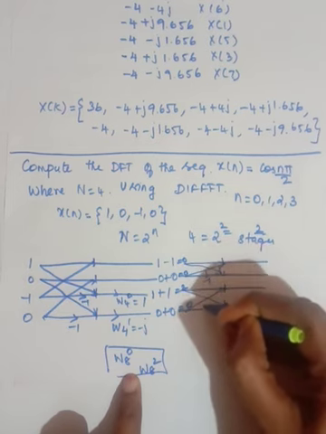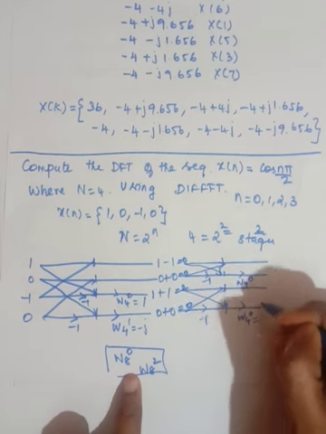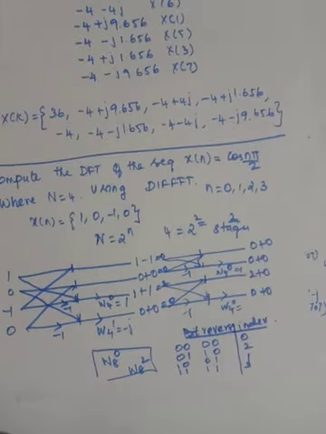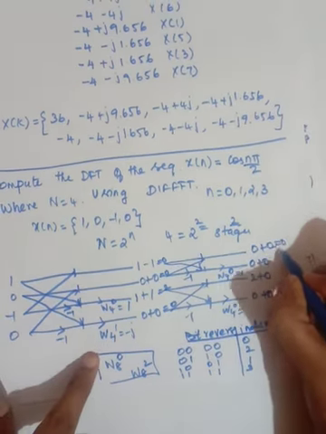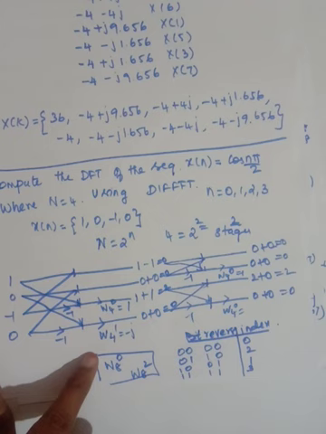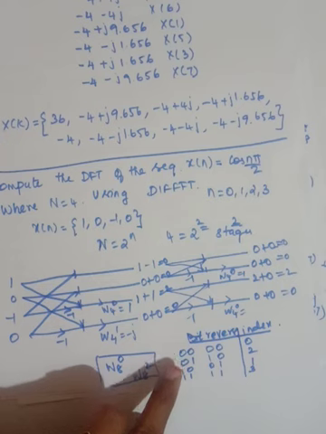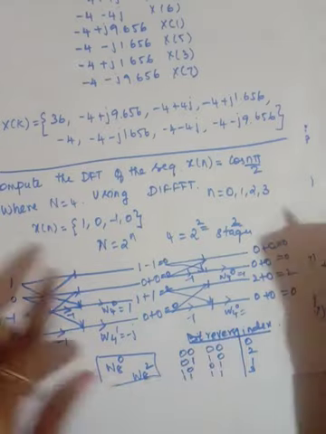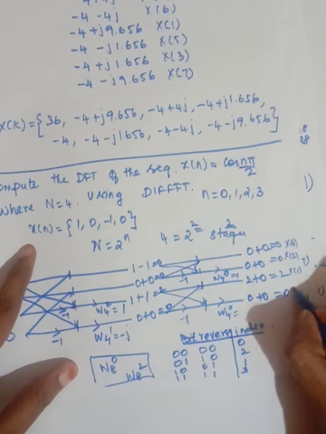Then here I am going to put minus 1. So here it is W4 power 0, here it is W4 power 0, which is equal to 1. Now I am going to compute the output for this stage. So after computation, I got these answers: 0, 0, 2 and 0. So now I need to take this in bit reverse order. Since it is 4 inputs, the index is only 2 bits, so 00, 01, 10, 11. So the bit reverse order is this. So this is your X of 0, this is your X of 2, and this is your X of 1 and X of 3.